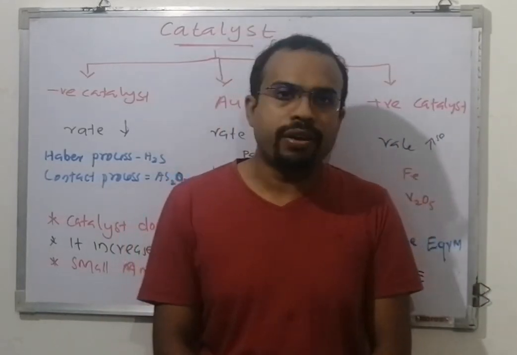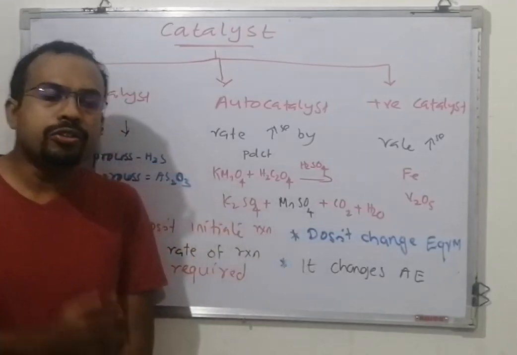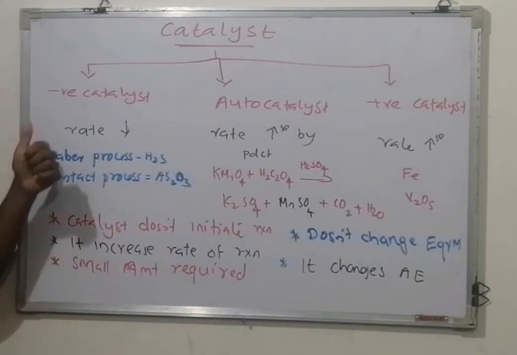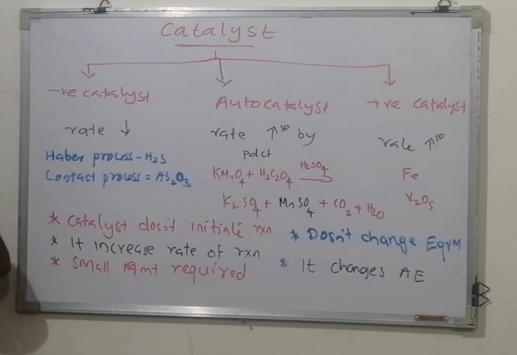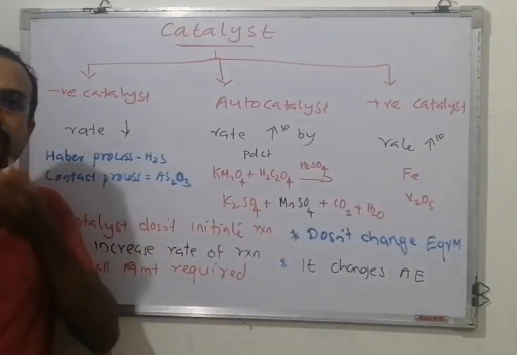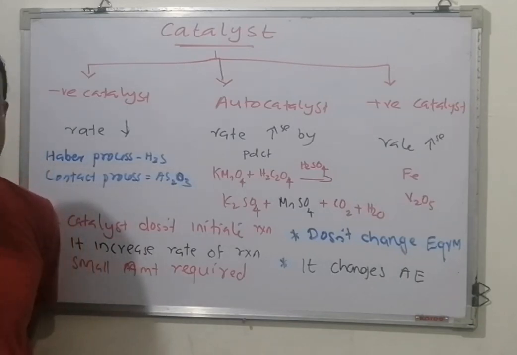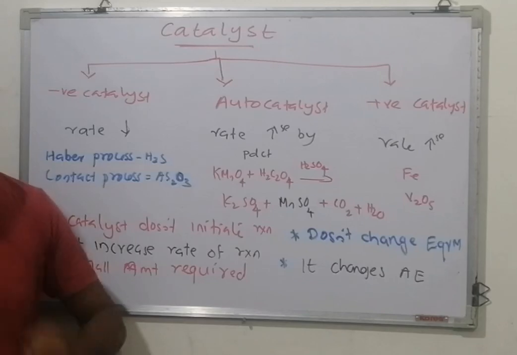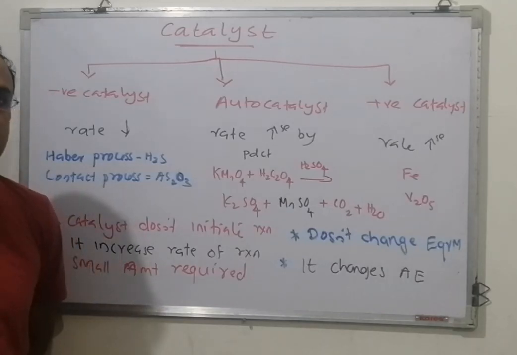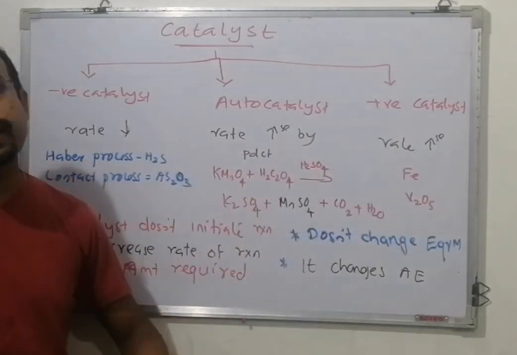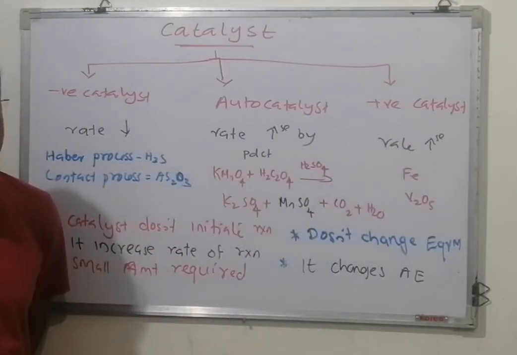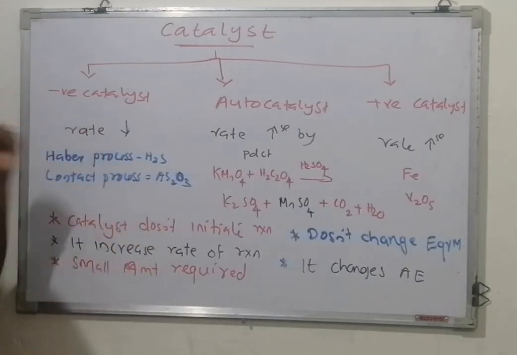Catalysts have different classifications. I introduce you one classification here. That is negative catalyst, autocatalyst and positive catalyst. Positive catalyst is the material which increases the rate of reaction. I agree one thing: in general sense, the word catalyst is used for positive catalyst. But don't forget, we have negative catalyst also.